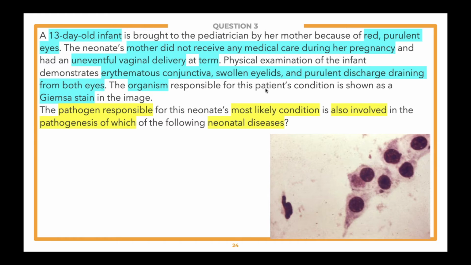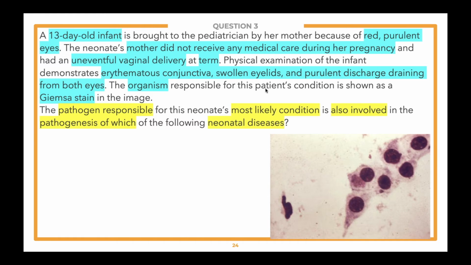Whenever you have these types of situations, especially with infants, you definitely want to take note of what happened during the pregnancy. In this case, the mom didn't receive any medical care. What happened during delivery? In this case, it was uneventful. Obviously, the physical exam findings and stain are also going to be very important, especially with the microbiology question, so you want to make note of those as well.